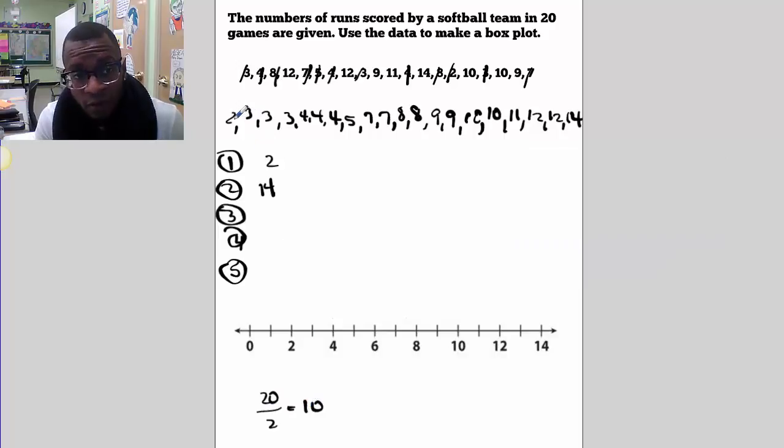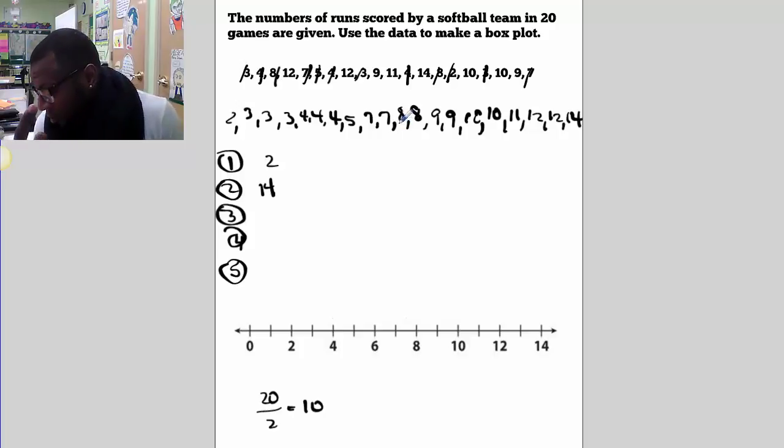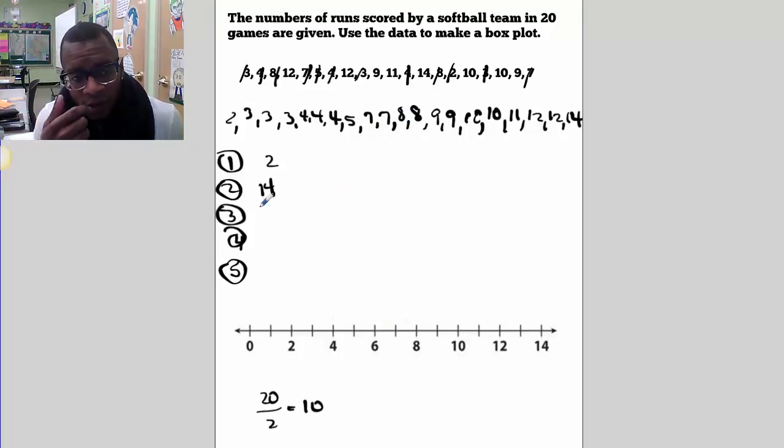So we're going to find the 10th term. Counting: 1, 2, 3, 4, 5, 6, 7, 8, 9, 10, the 10th term is 7. And then the 11th term is 8. So we're going to take the average of 7 and 8, and that's going to be our median. The average of 7 and 8 is 15 over 2, that's 7.5.